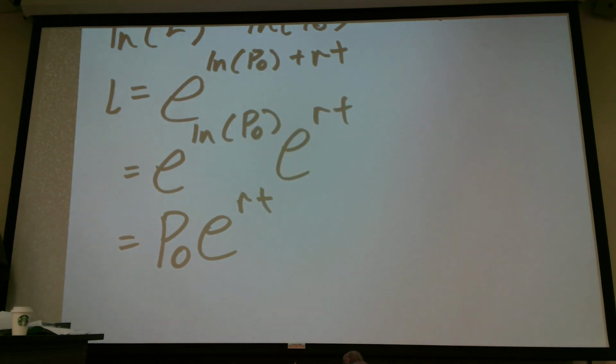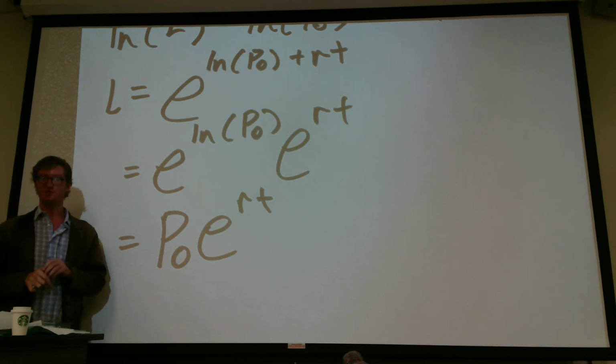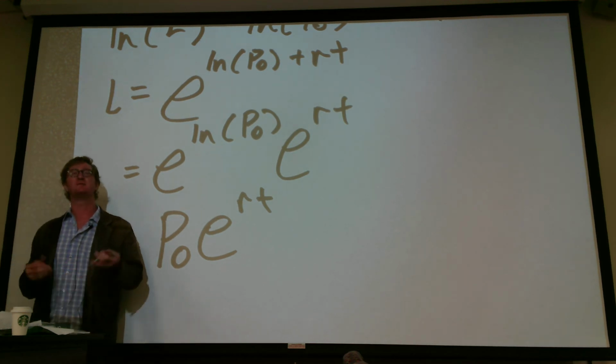times e to the RT. And some of y'all business majors might know this as the PERT formula. Well, where does it come from? This is where it comes from.